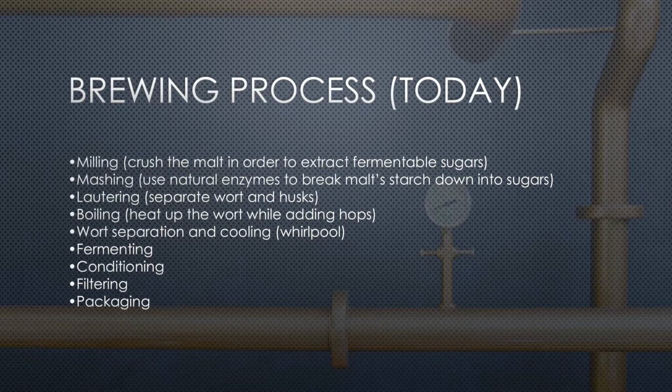These days, there are several steps in the industrial brewing process, which include milling, crushing the malt in order to extract fermentable sugars, mashing, using natural enzymes to break malt starch down into sugar, then lautering, separating wort and husk, and boiling the wort while adding hops. After that, wort separation and cooling, then fermenting, conditioning, filtering, and the last step, packaging.